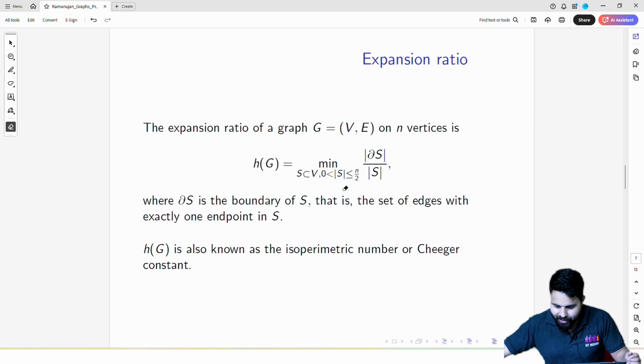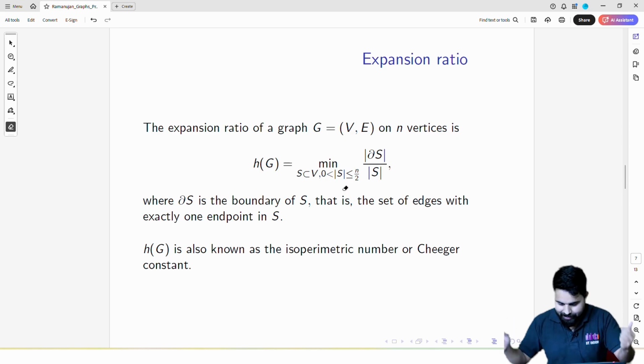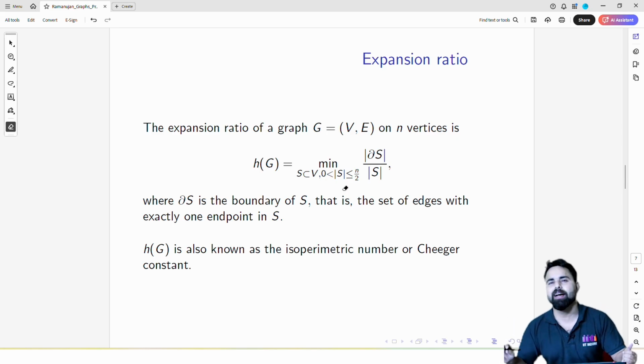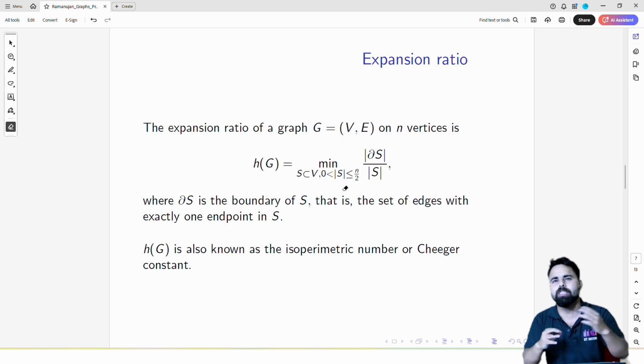Now let us go to a criterion or a number which will actually quantify what we mean by well connectedness. This is something called the expansion ratio, a very famous term, very famous number. The expansion ratio of a graph is basically a ratio. On the numerator side there is something called ∂S. S here is some subset, ∂S is the boundary of that subset, and we take the number of edges in that boundary, so |∂S| divided by the number of vertices in that subset, and you do this for all possible subsets.